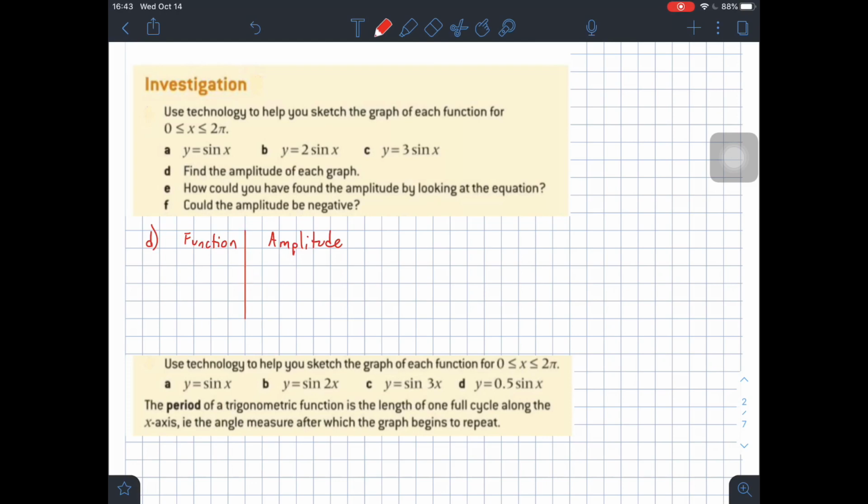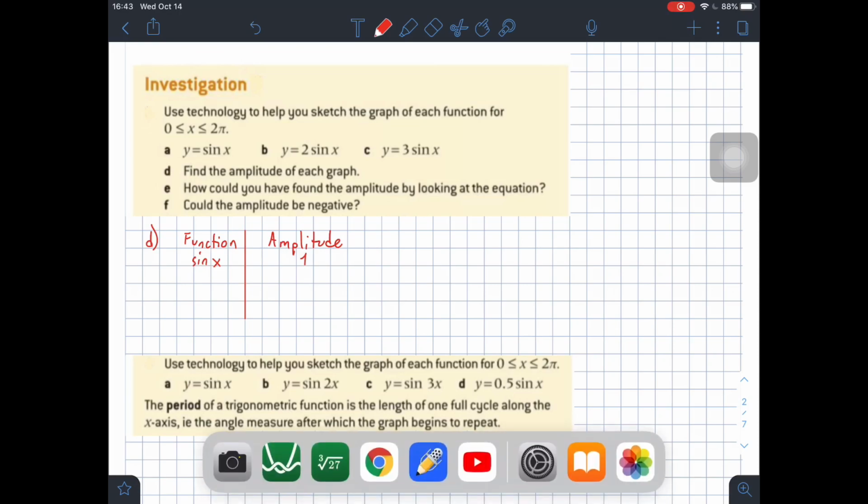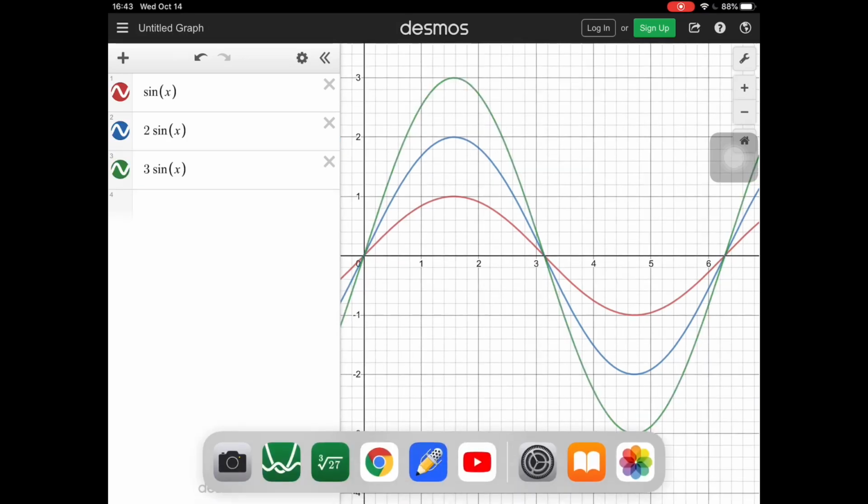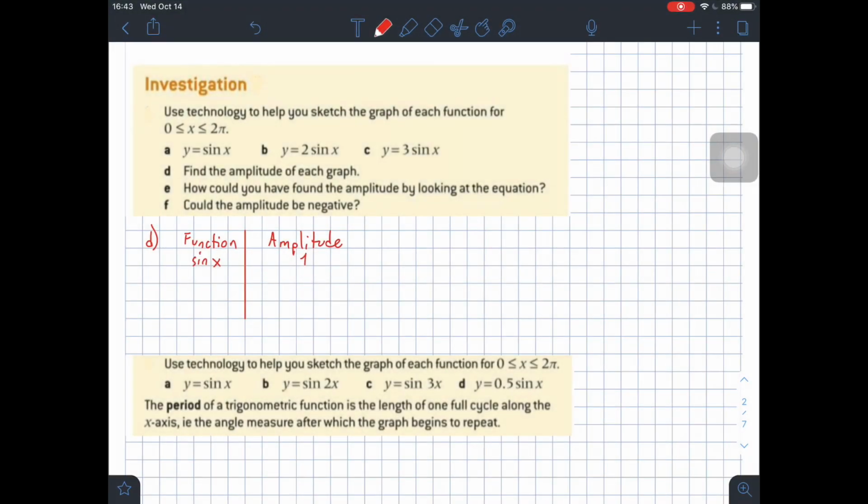For the function sine of x, the amplitude is 1, right? If we go back, the maximum value it reaches is this point over here, 1. The maximum value of the blue function is this one, which is 2, and the maximum value for the green function is this one, which is 3, okay? So for 2 sine of x, the amplitude would be 2, and for 3 sine of x, the amplitude is 3, okay? So then it says, how could you have found the amplitude by looking at the equation?